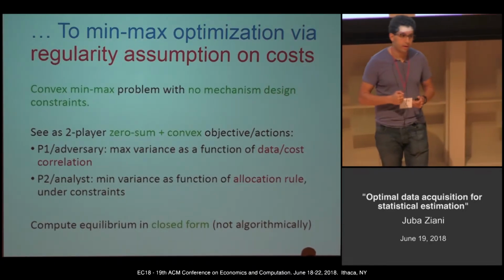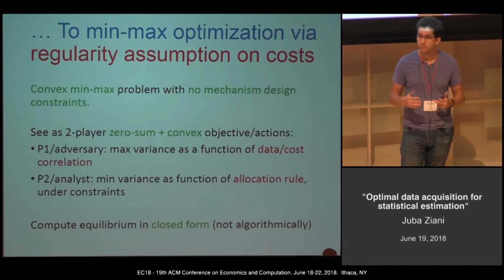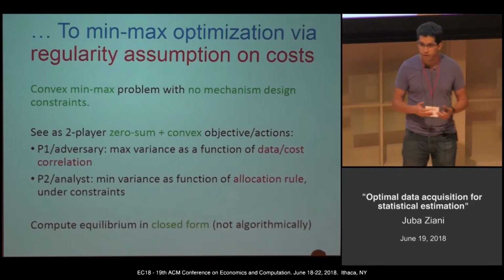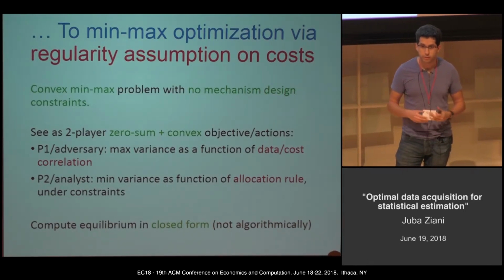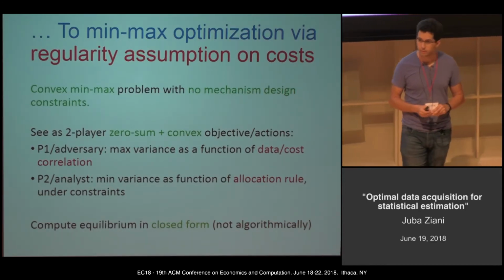Remark here that I'm telling you that the analyst is controlling the allocation rule, and I'm not saying anything about the pricing rule anymore. That's because once you make the regularity assumption on the costs, the pricing rule can be expressed as a function of the allocation rule, and you can replace everything with the allocation rule in the optimization program that we're solving.